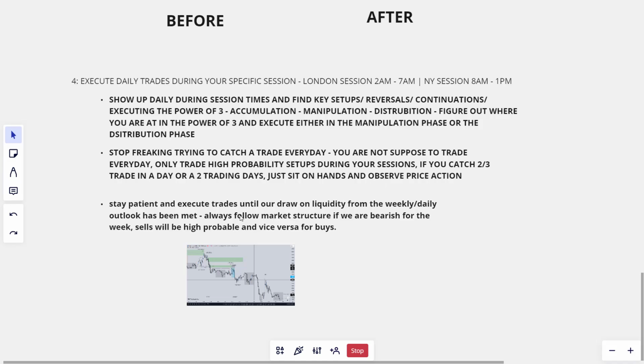So don't treat this like it's a job, treat this like it's a business. Some days you might lose money, but the next day you make money, and then some days you make money, and then the next day you lose money.